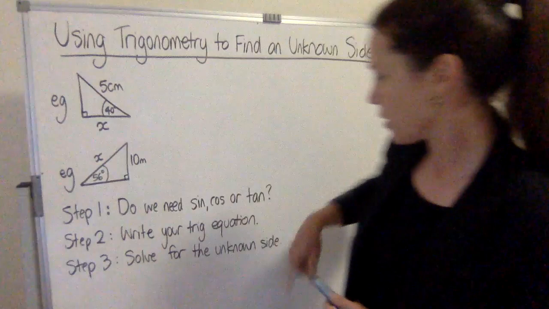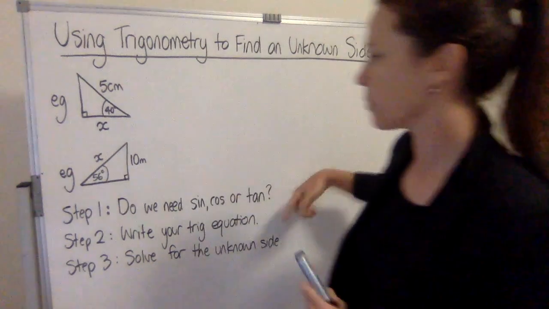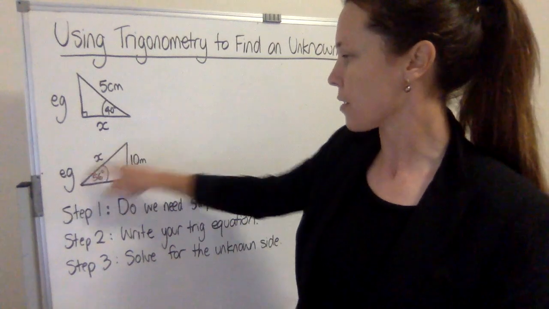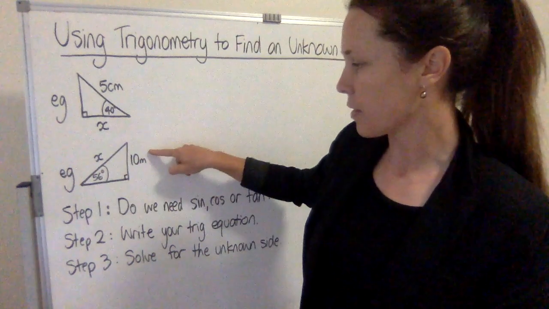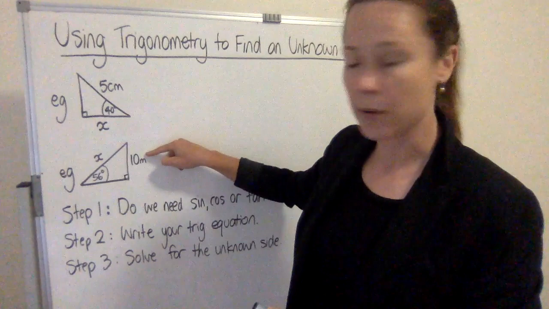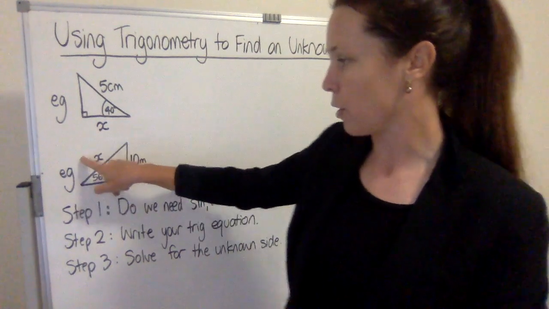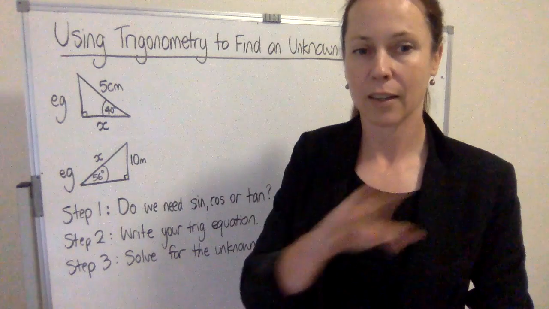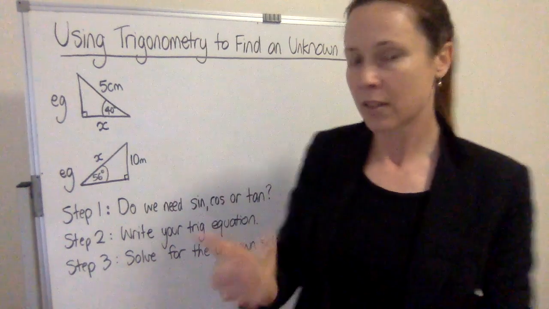Now here, first thing to do is to check if we need sine, cos or tan. We've got 56 degrees in the corner. We're interested in this hypotenuse, and we have a side that is opposite the angle that we know. So we have opposite and hypotenuse, O and H. So think SOH CAH TOA. Which one is it? Sine.